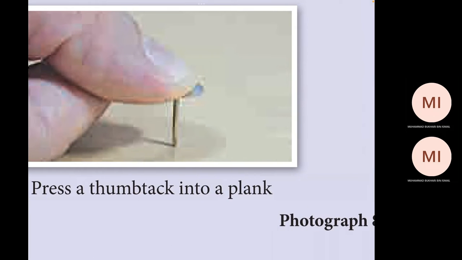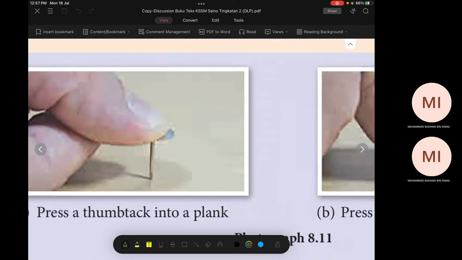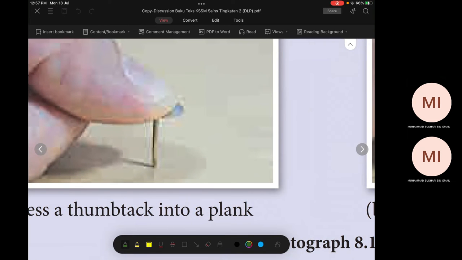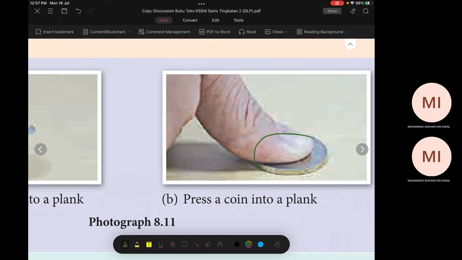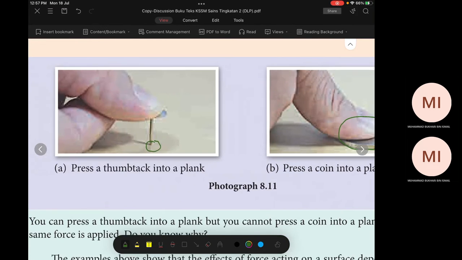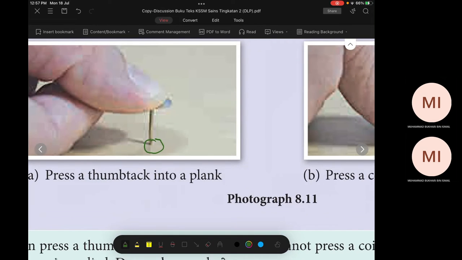Okay, we look at the area here, this small area, right? Compared to the area of the coin. Which one has bigger area? The coin, right? So that is why when you press a coin, the coin does not get embedded into the plank. But this thumbtack, when you press it, it will stick to that plank. This part has been embedded into the plank.